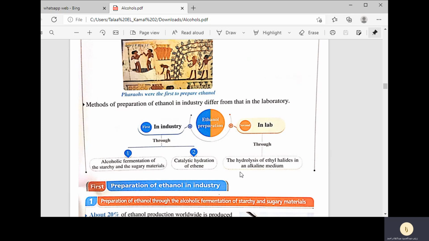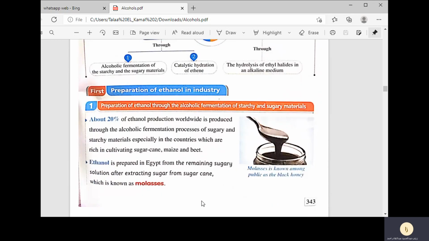طيب بنحضره ازاي؟ قال لي ايثانول can be prepared by many methods. First in industry we have alcoholic fermentation of starchy or sugary solution. Number two, catalytic hydration of ethene or acetylene. In lab, we can prepare it by hydrolysis of ethyl halide in alkaline medium. We start by the preparation of alcohol.